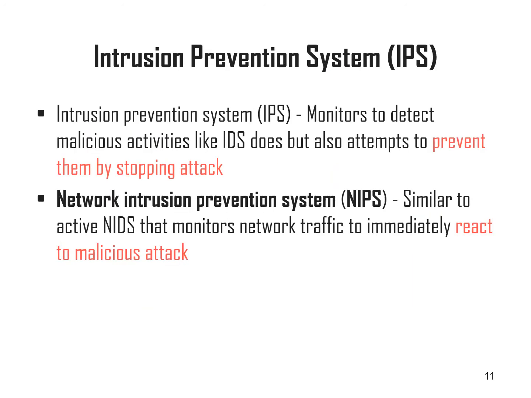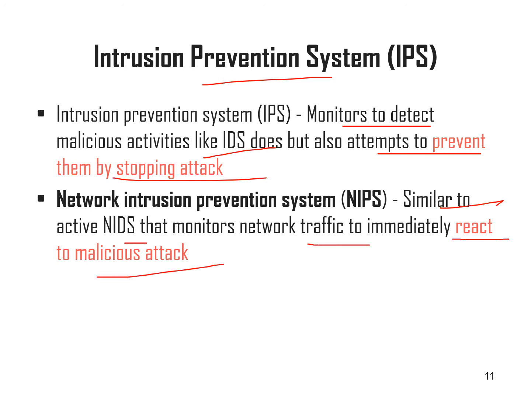So finally, the intrusion prevention system. So far we have studied all the IDS, intrusion detection systems. Here, the last thing is the IPS, intrusion prevention system. As I said, IDS will detect the intrusion, but in case of IPS, it will prevent the intrusion. It prevents the intrusion by blocking that particular intrusion, and hence it is preventing the intrusion. So it monitors to detect malicious activities like IDS, but also attempts to prevent them by stopping the attack. Similar to the NIDS, the NIPS monitors the network traffic to immediately react to the malicious attack.